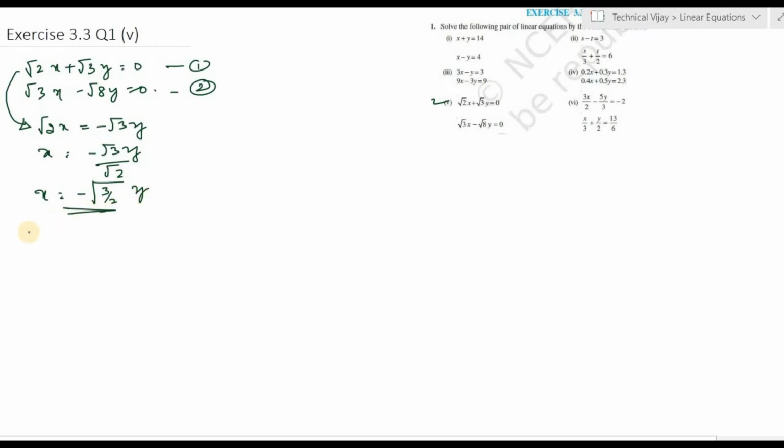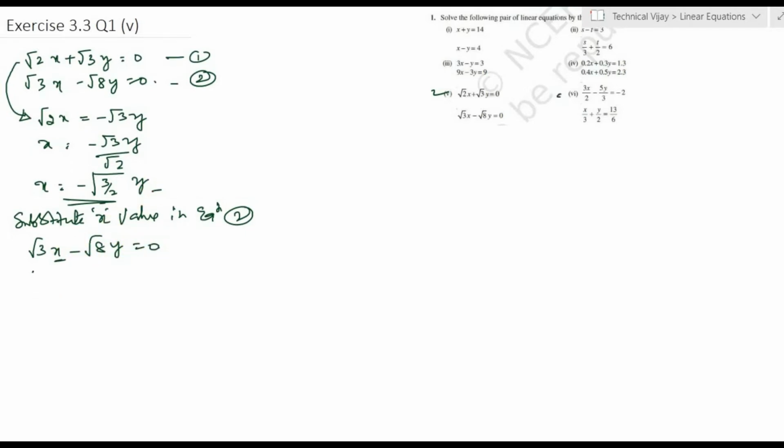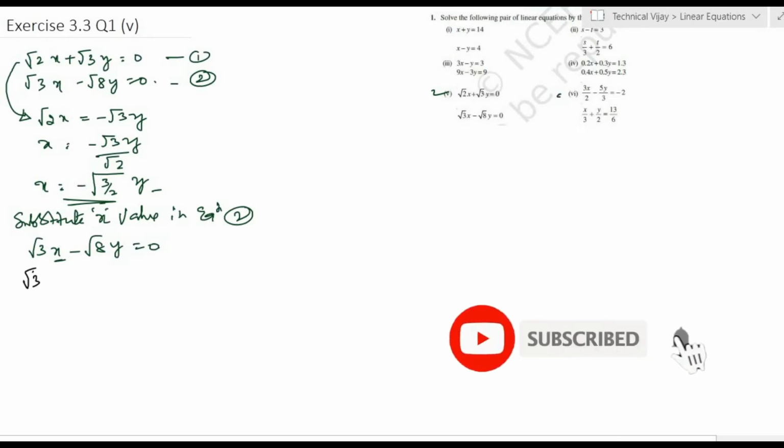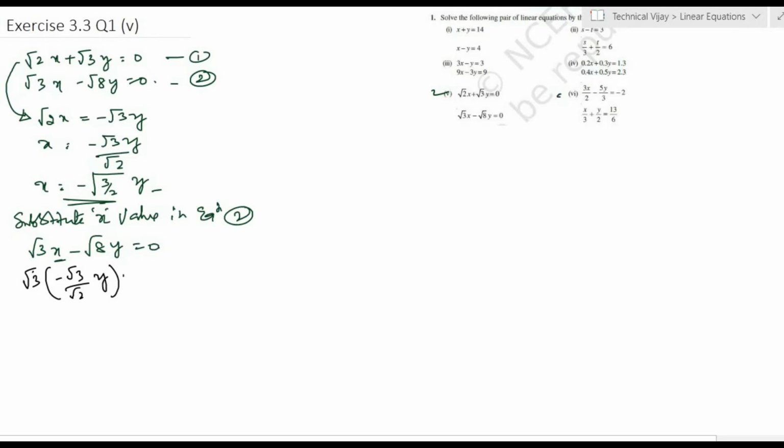This x value, substitute the x value in equation 2. So equation 2 I will write here: root 3x minus root 8y is equal to 0. In place of x we will write this one. So root 3 in place of x, minus root 3 divided by root 2 into y, so minus root 8y is equal to 0. So here root 3 into root 3 will become 3. So minus 3y divided by root 2 minus root 8y is equal to 0.